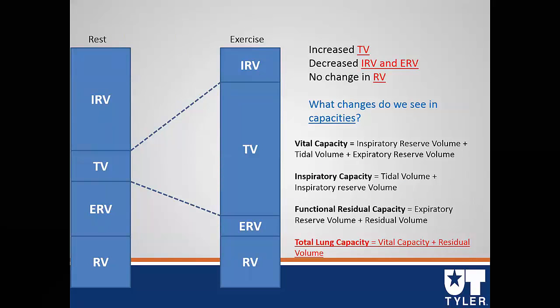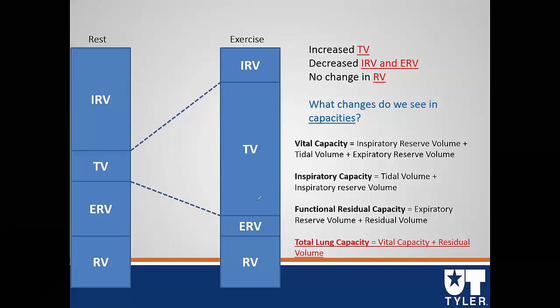Some of these then are going to change during exercise. So if we look at what's going to change, first thing that's going to change is our tidal volume is going to increase greatly. Right? We're going to increase the volume of air that we take in per breath, which makes sense, and you can experience that if you go out jogging. We see no change in residual volume of the lungs, so no change in the ability to hold air after maximal expiration.